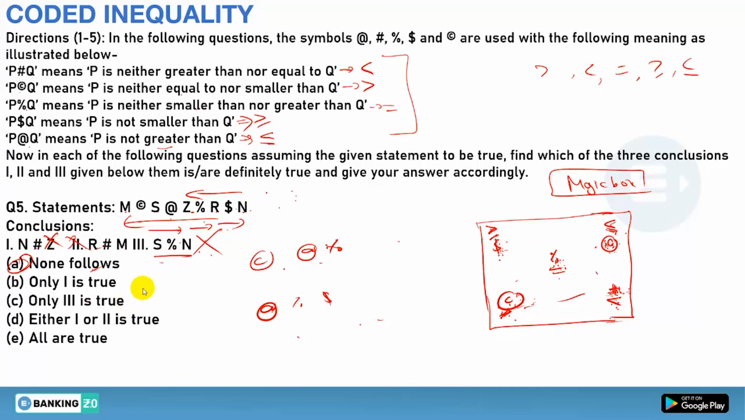Okay, so hope these 5 questions are clear to you. It was a very easy trick to understand, but the only thing you need is that your basics must be very good. If your basics are good, you can easily solve them. Clear? Okay, so now we will be giving you homework questions.